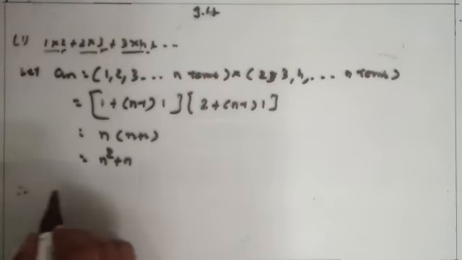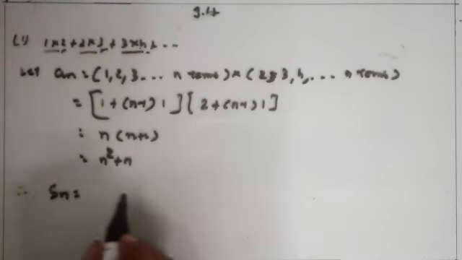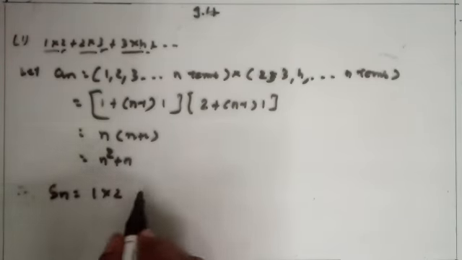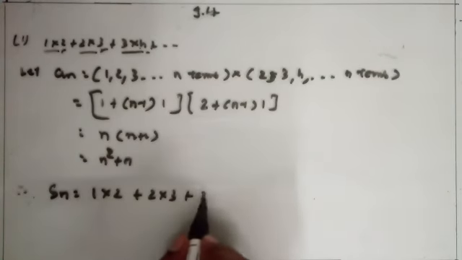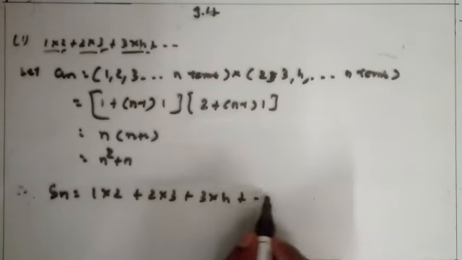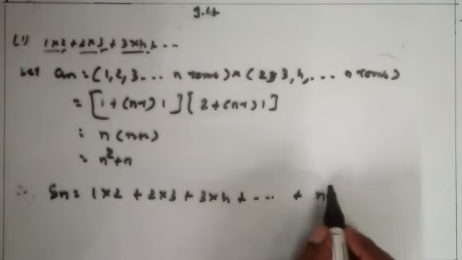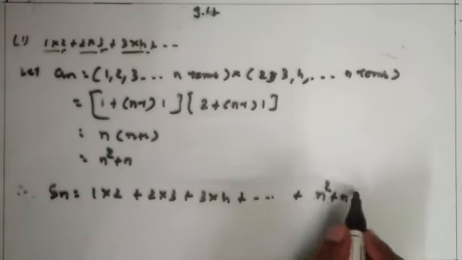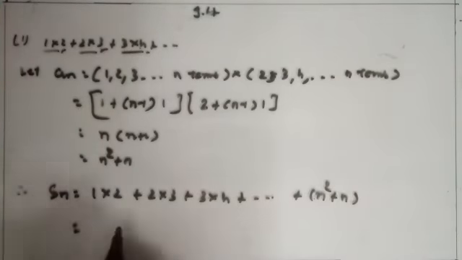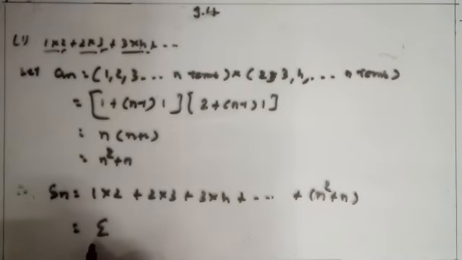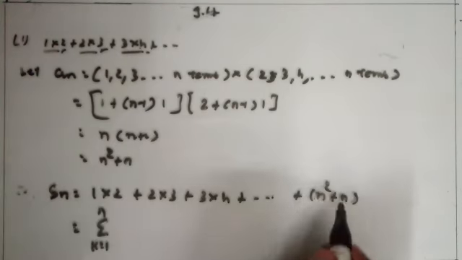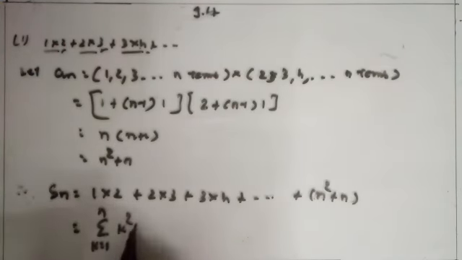Therefore, the sum of n terms, Sn, is equal to 1 into 2 plus 2 into 3 plus 3 into 4 plus up to n square plus n. Okay, this is equal to sigma n square plus n, or in this form, write first k equal to 1 to n, replacing n by k: k square plus k.